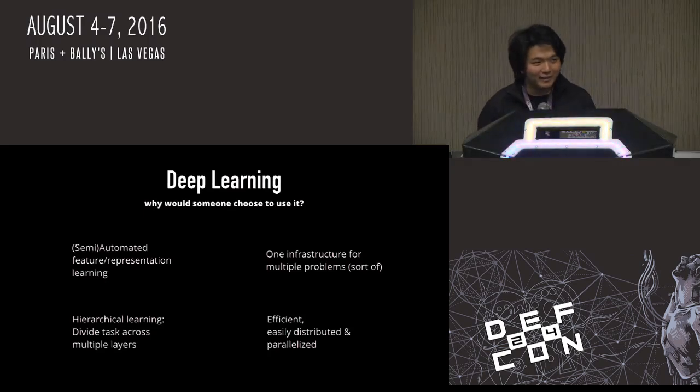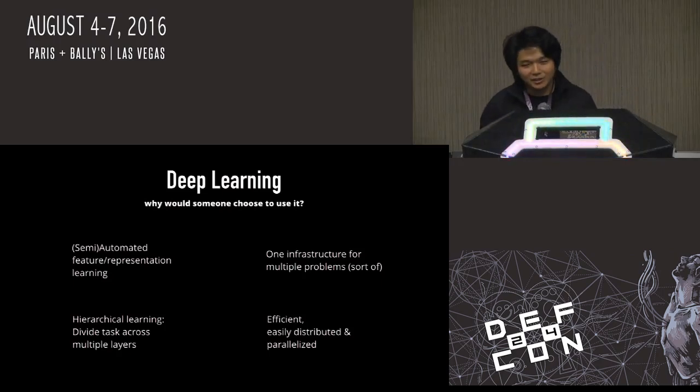The other thing which I think is the main difference between deep learning and other kinds of machine learning algorithms is that it touts the promise of one infrastructure for multiple problems. So if you think about it, deep learning really is just one infrastructure. There's multiple layers of linear units, and each one of these linear units interact in a different way with different linear functions to give you the result that you want, to learn different things that you want it to learn.